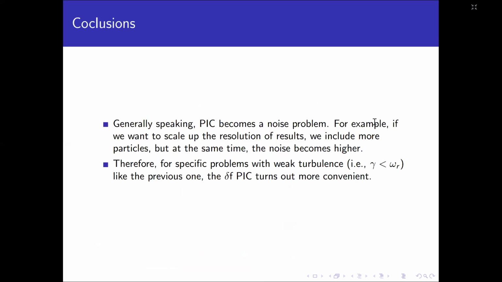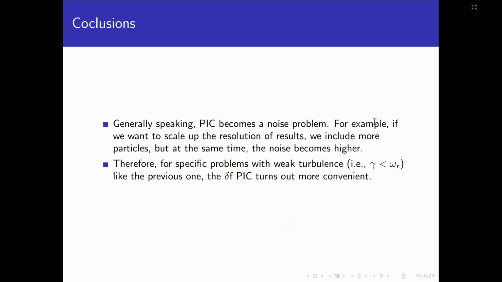So some of the conclusions that we can draw from this simulation is that, generally speaking, particle in cell becomes a noise problem, okay? For example, if we want to scale up the resolution of the results, we usually include more particles into the simulation. But at the same time, the drawback is that the noise also becomes higher. So it's not pretty good, right?